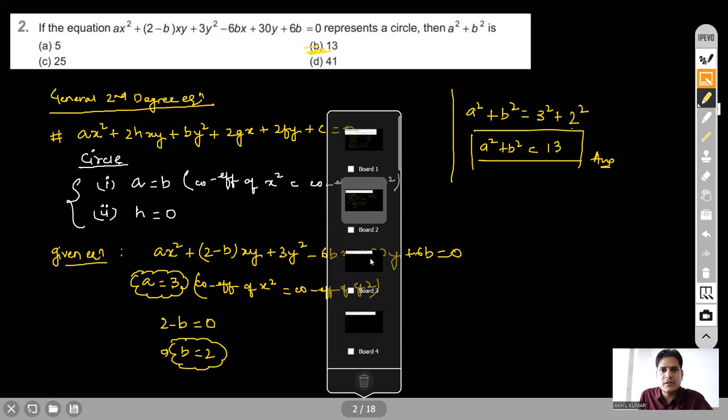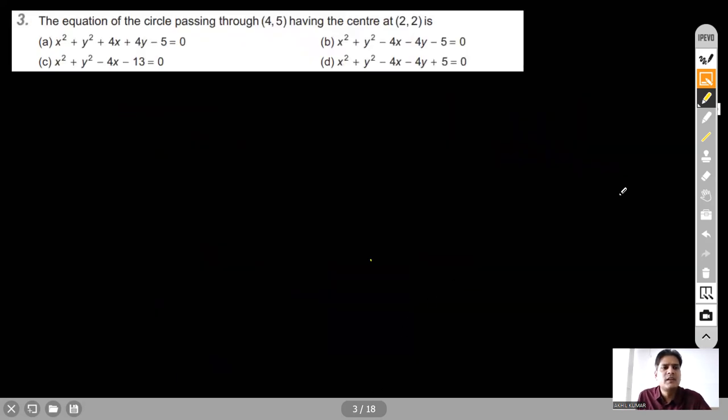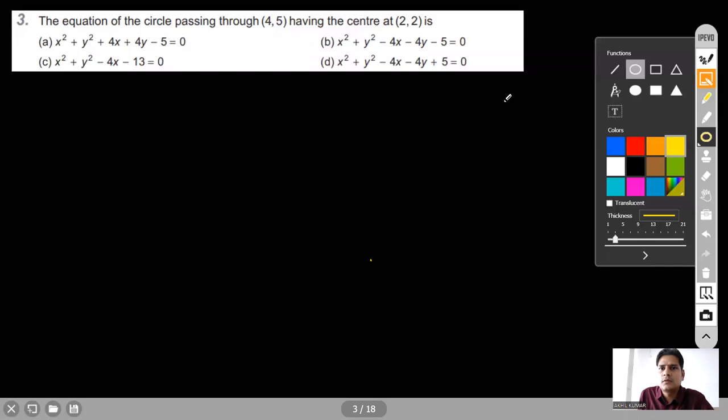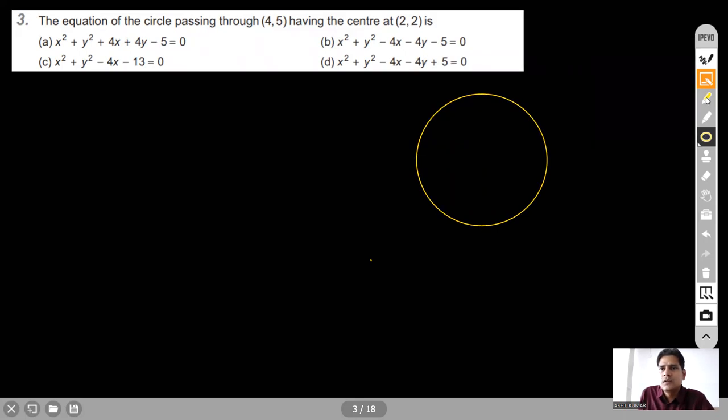Moving ahead to the next question. Let's see question number 3. The equation of the circle passing through (4, 5) and having center at (2, 2). Okay, so let me draw the circle. It is saying the equation of the circle passing through point (4, 5), and it is having center at (2, 2). So this circle is having center at (2, 2), and it is passing through a point (4, 5).